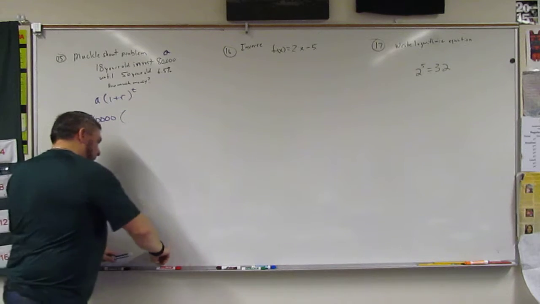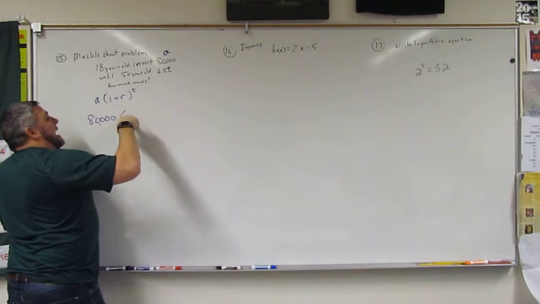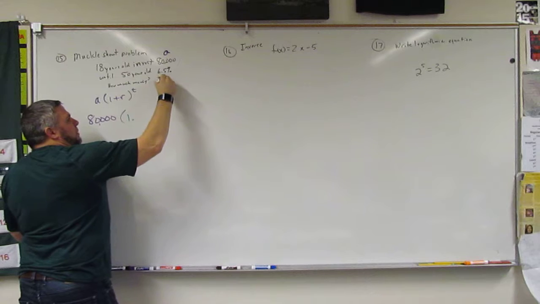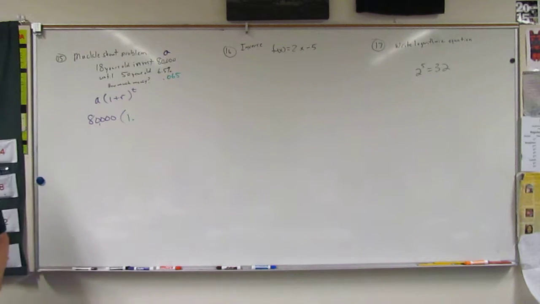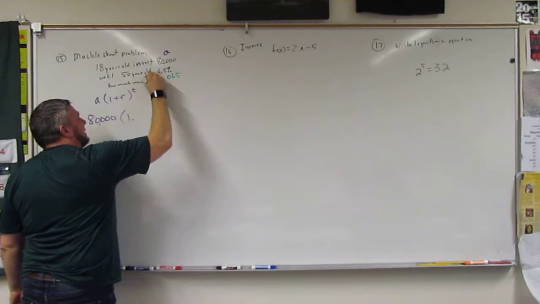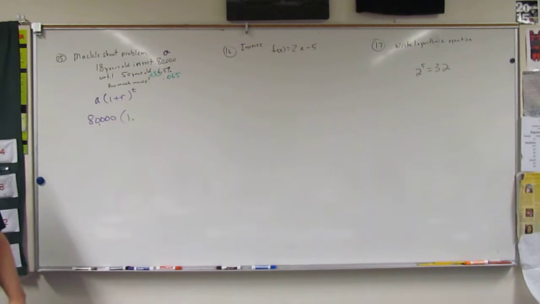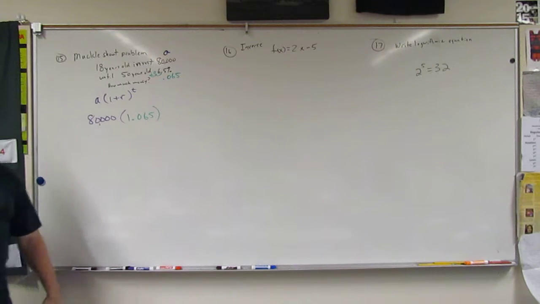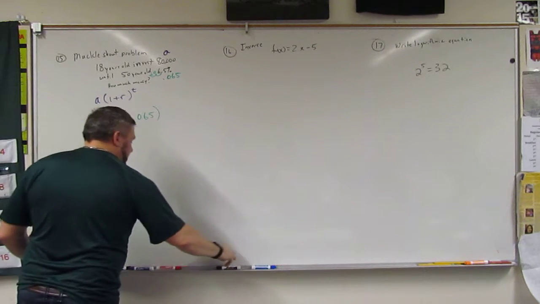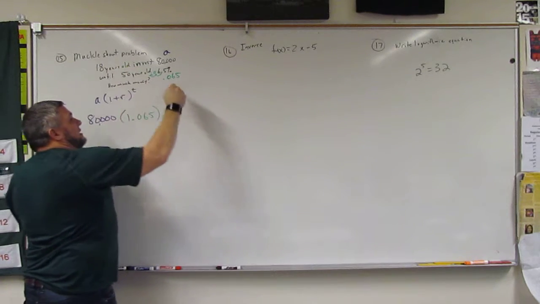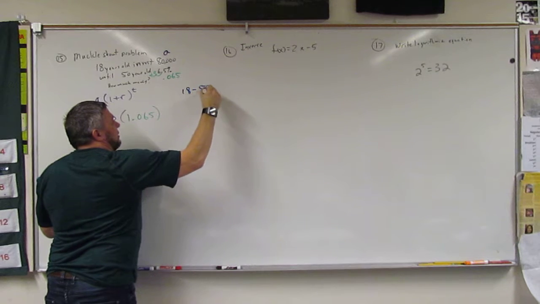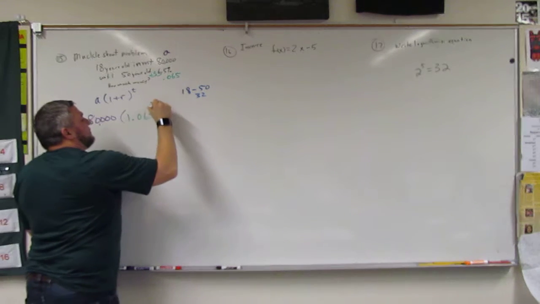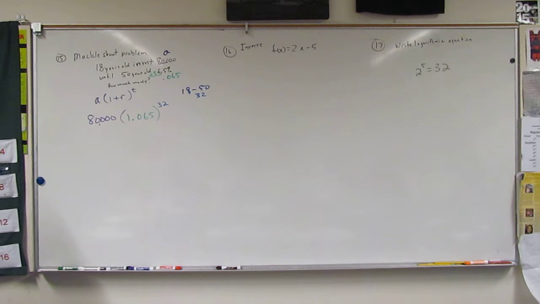Right? And then at a rate of 1 plus, and then instead of 6.5%, we're going to go 0.065. Right? Because we're moving it over 2 places. So we got 0.065, so it's 1.065 when we add it to 1, right? Okay? And then we raise it to, we got 18 years old, and he's going till he's 50. So that's 32 years. So we have 32 years is how long you're doing it.